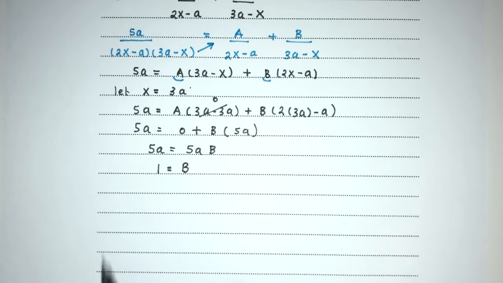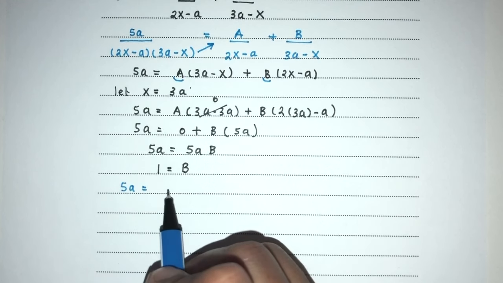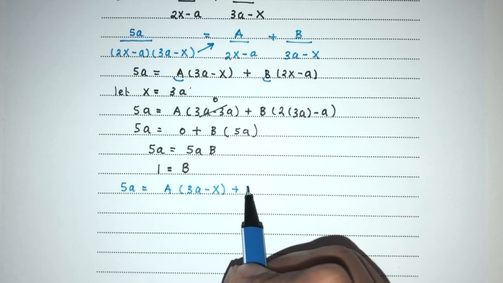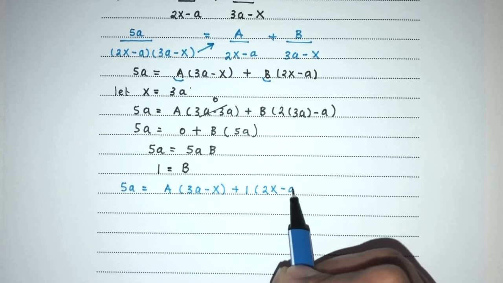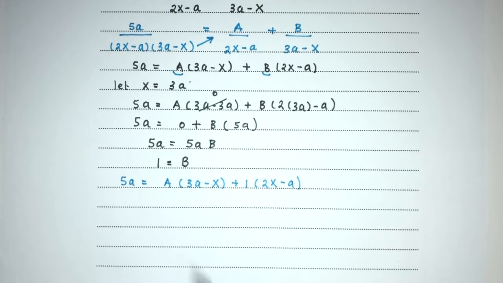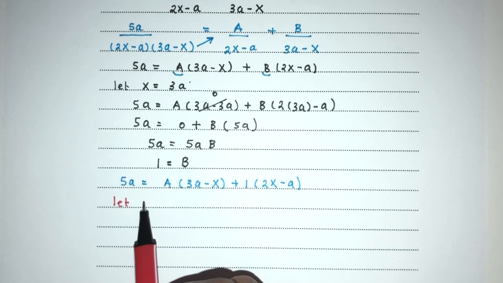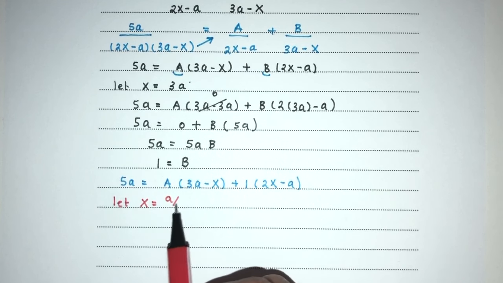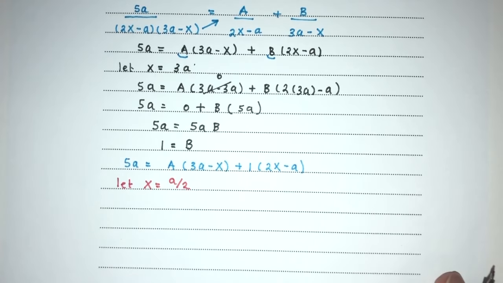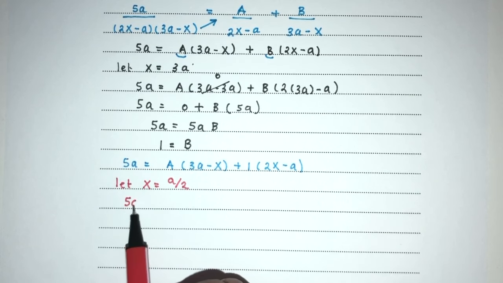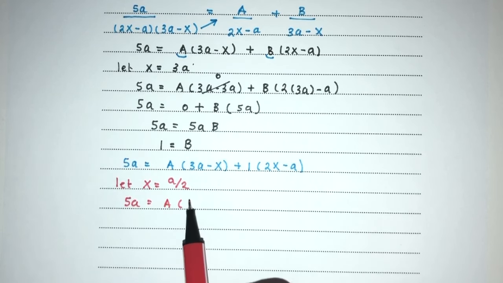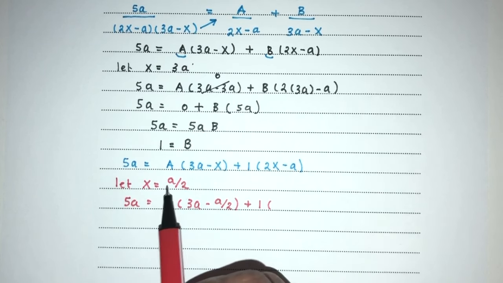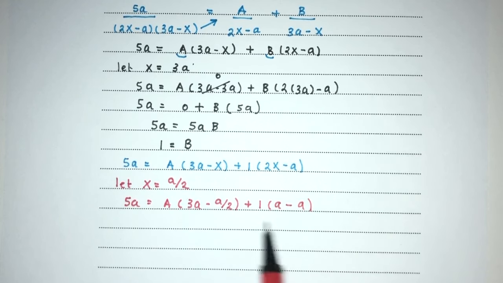Now let me rewrite this down again. So right now we have 5a is equal to A times 3a minus x, plus B, which is 1, times 2x minus a. Now for this one, pretty easy. You can try many things, but let me try x equal to a over 2. Okay, so you will have what? Let's see. So here you will have 5a, same thing. That will be A times 3a minus a over 2. That will be 1 times 2x, which will be a minus a. So this will become 0.